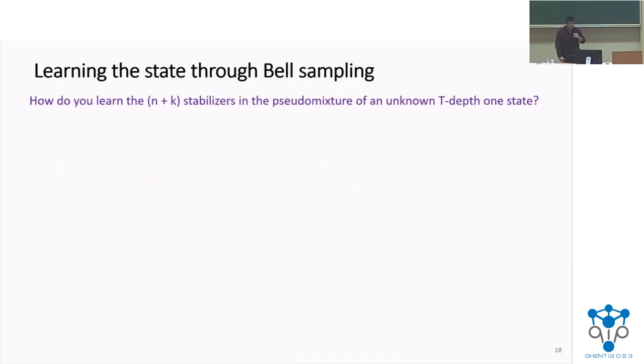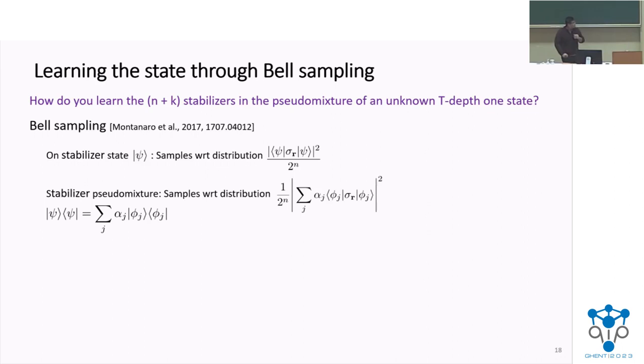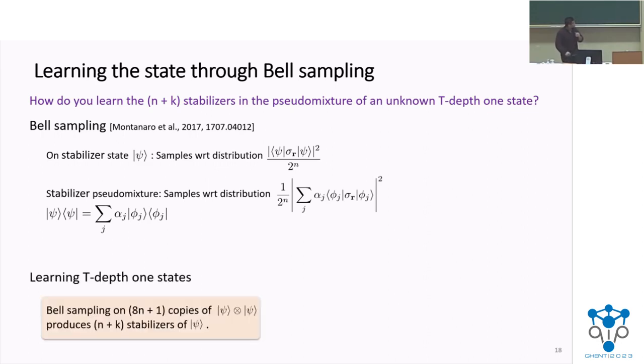So how do you actually learn these n plus k stabilizers in the pseudo-mixture of this unknown T depth 1 quantum state? It turns out that you can just do Bell sampling on these, and you get access to these Paulis that basically stabilize at least one of the components in your pseudo-mixture. In fact, you can show that you need to just do Bell sampling on order n copies, and this will give you all the n plus k stabilizers of the quantum state.